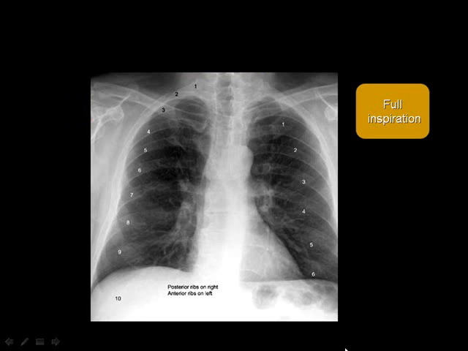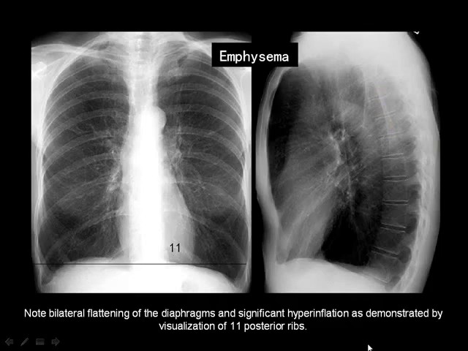Then, in order to know that the patient during exposure had full inspiration, you count the level of the diaphragm against the posterior aspect of the ribs. This is rib number 1, 2, 3, 4, 5, 6, and the diaphragm should be at the 10th rib posteriorly. Then you are sure that the patient has full inspiration. Sometimes you may see the diaphragm at the level of the 11th rib, as in athletes or in emphysematous patients, as you can see.